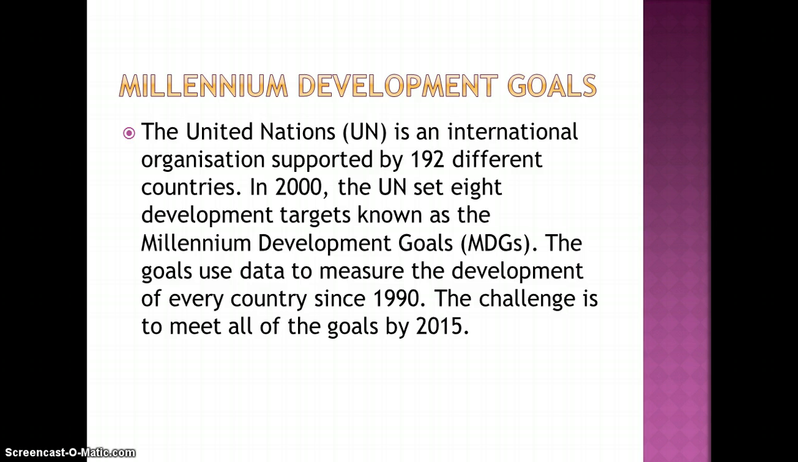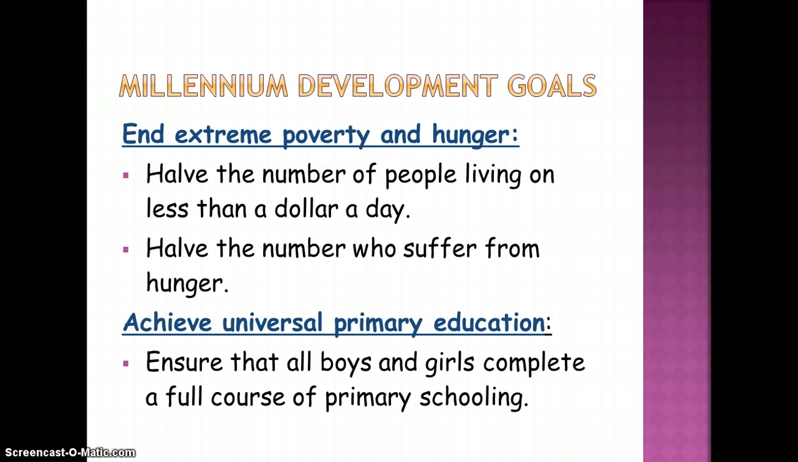So the United Nations set up in 2000 the 8 development targets known as the Millennium Development Goals. The goals were to measure development in every country and change it by 2015, and change it for the better. All 193 United Nations member states and at least 23 international organisations have agreed to achieve these goals by the year 2015. But what are they?